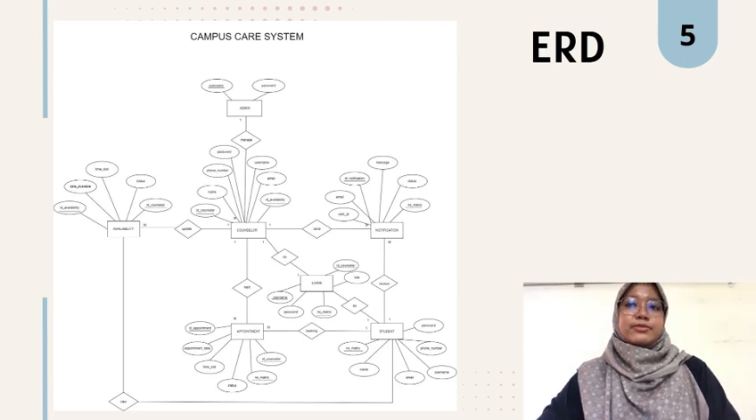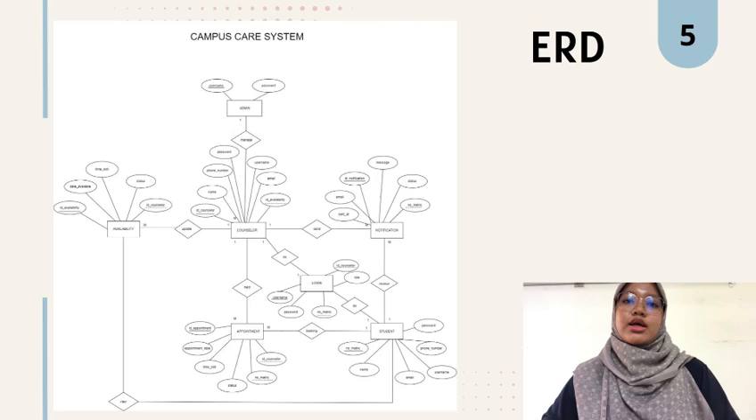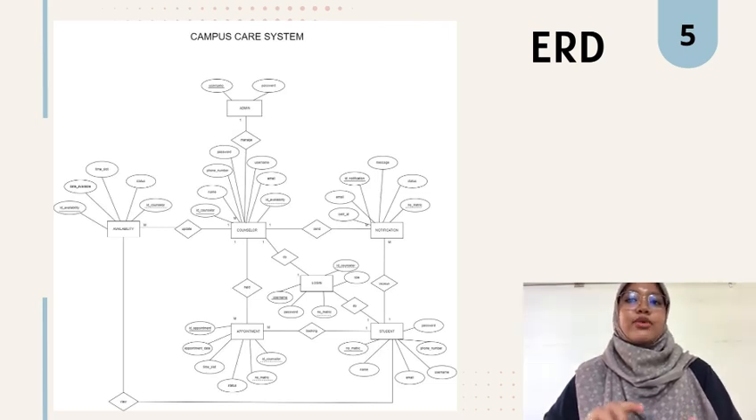The attributes for appointments are ID appointment, appointment date, time slot, status, ID counselor, and also metric number. ID appointment is the primary key, while ID counselor and metric number are the foreign keys. This entity can store details about appointments and links students with a counselor.